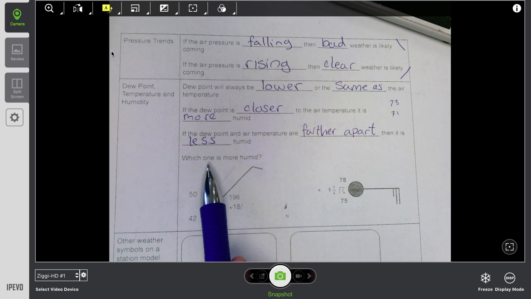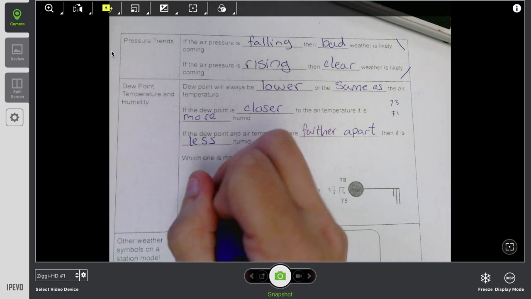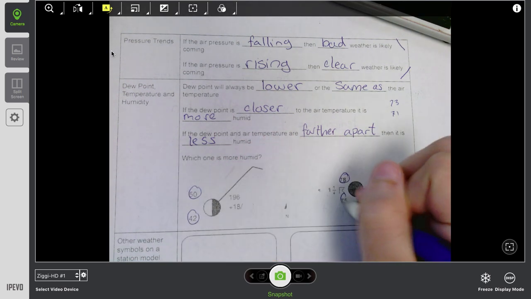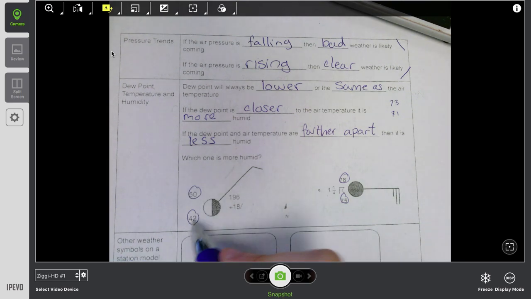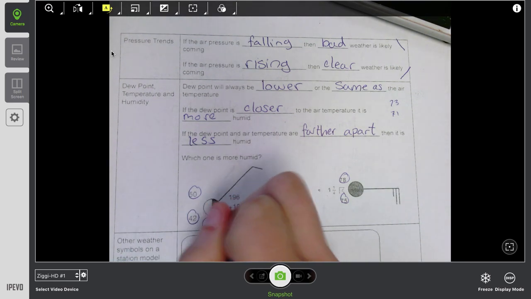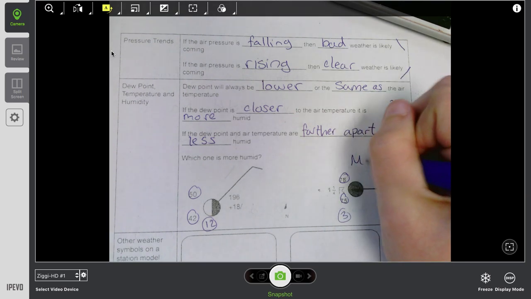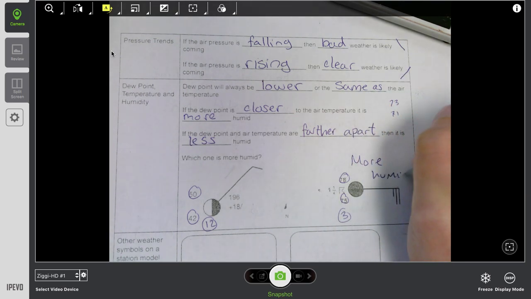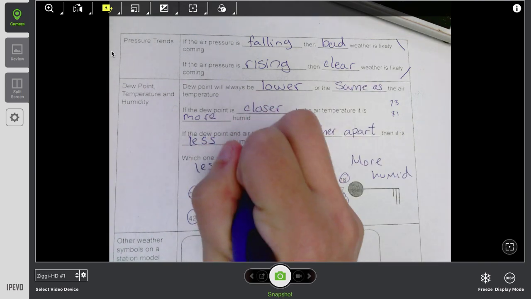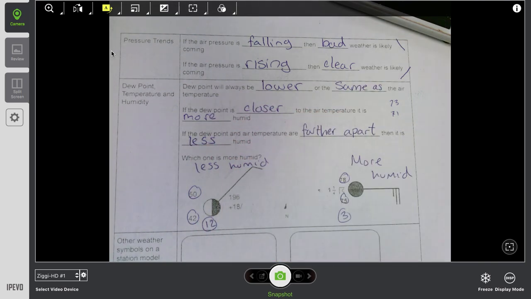So if I look at these, which one is more humid? I'm going to compare these two numbers. So 50 and 42, that's a 12-degree difference. 78 and 75 is only a 3-degree difference. So this one is more humid. This one is less humid. Easy peasy lemon squeezy, right?